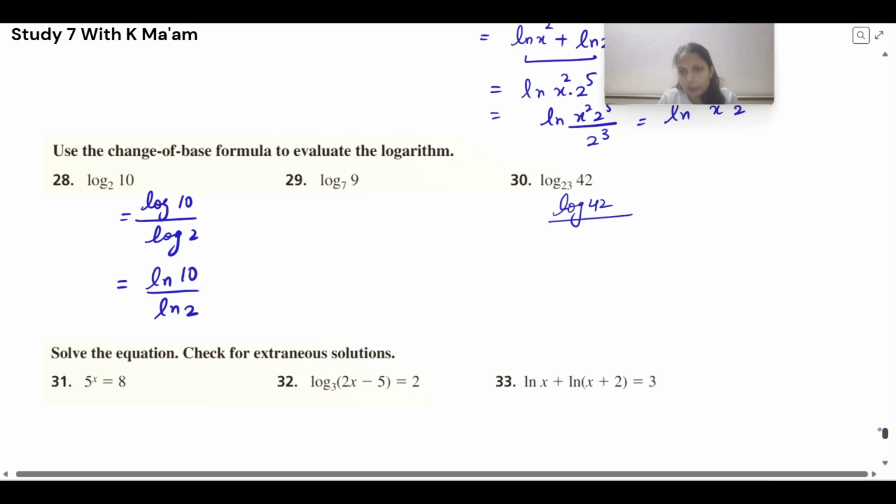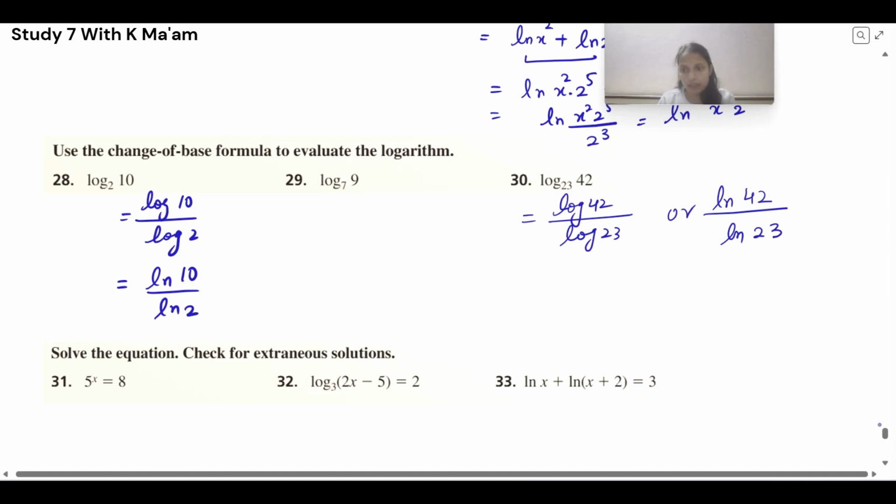It's log of 42 over log of 23. This is the common log form. Or if you want to write in a natural log form, that is ln of 42 over ln of 23.